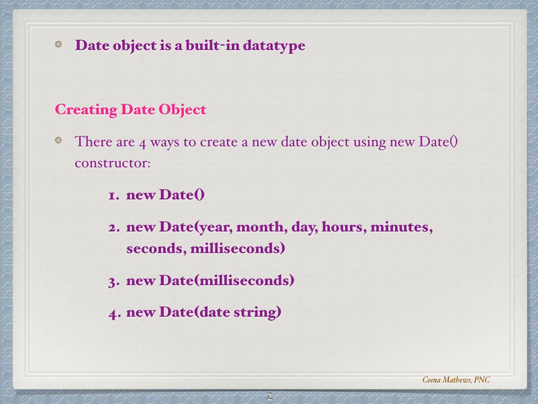In the third method, new Date, within brackets give the milliseconds. And the fourth way of creating a Date object is new Date, within brackets give the date string, that is, give the date within double quotes. We'll see each of them in detail.